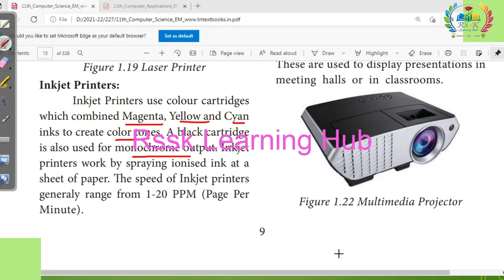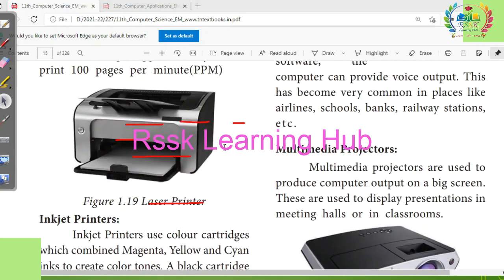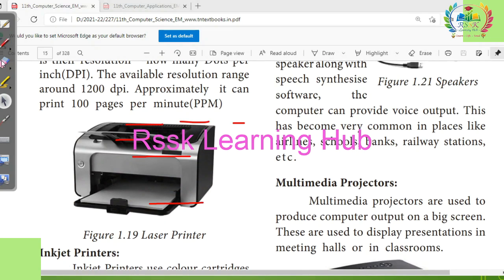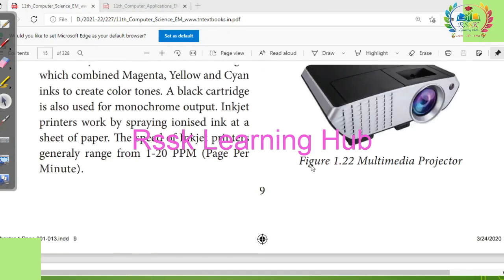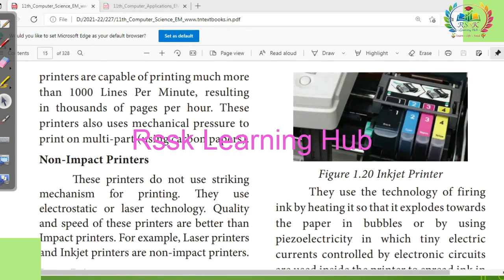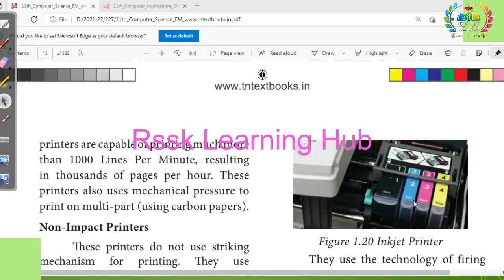An inkjet printer works by spraying ionized ink on the sheet of paper. Okay, it sprays the ink. Its range is 1 to 20 pages per minute. What about laser? It may do 100 pages per minute, but inkjet is 1 to 20 only. So this is an example of an inkjet printer. Can you see? I am showing you, this is an inkjet printer. It will have the color combinations, varying palettes. Okay.